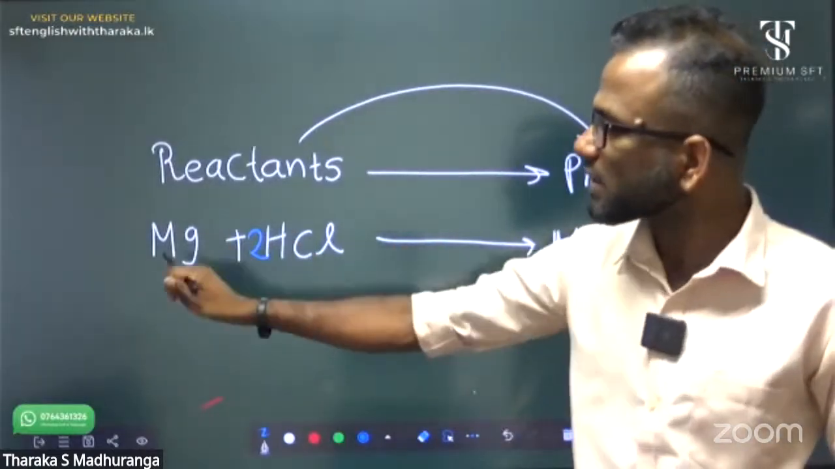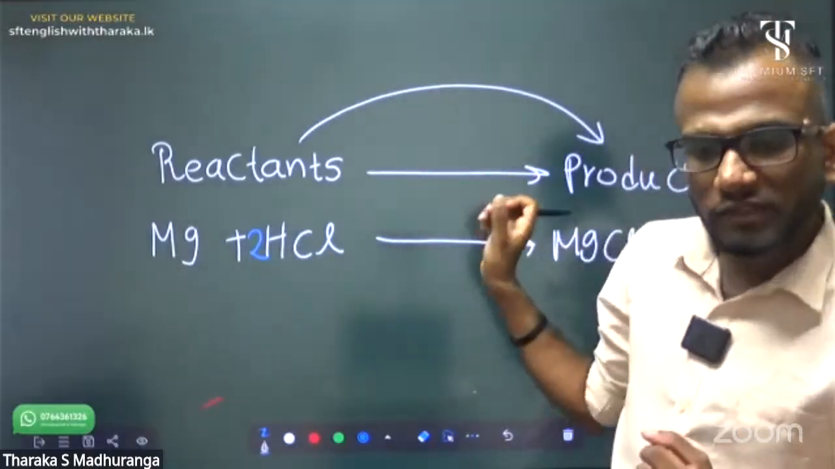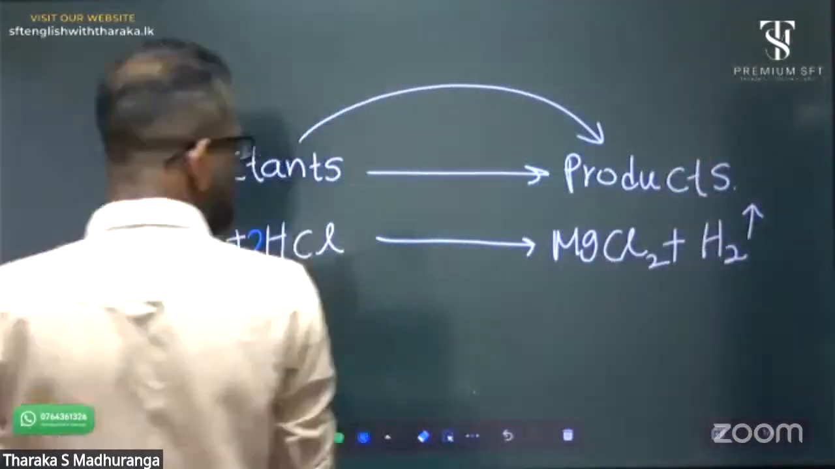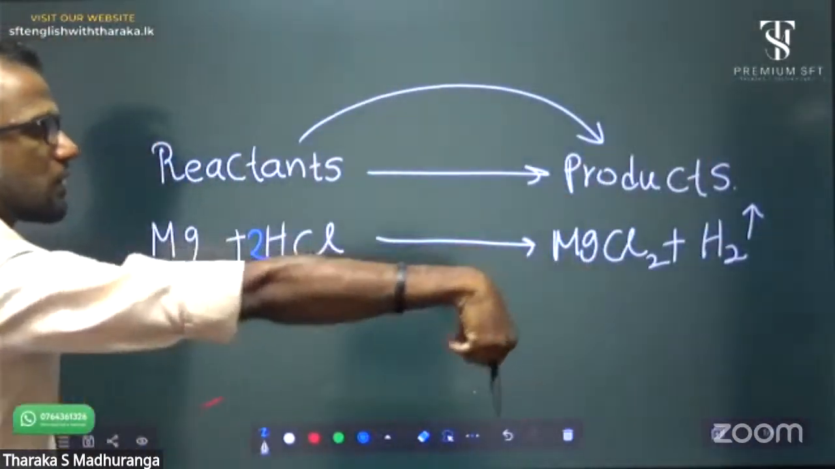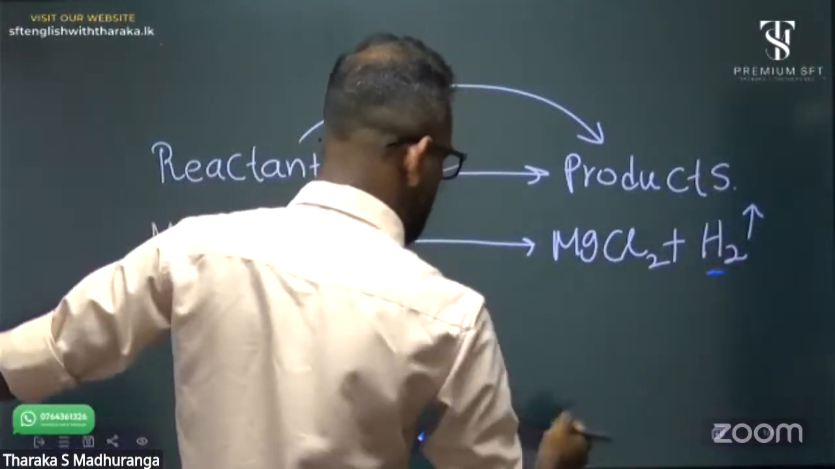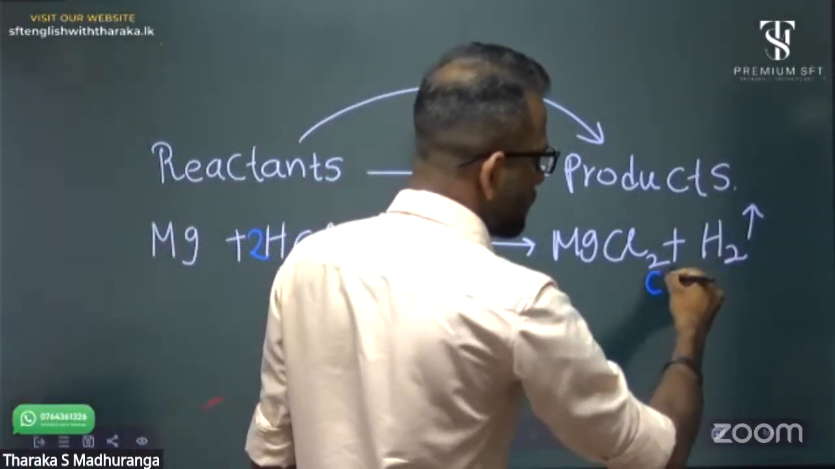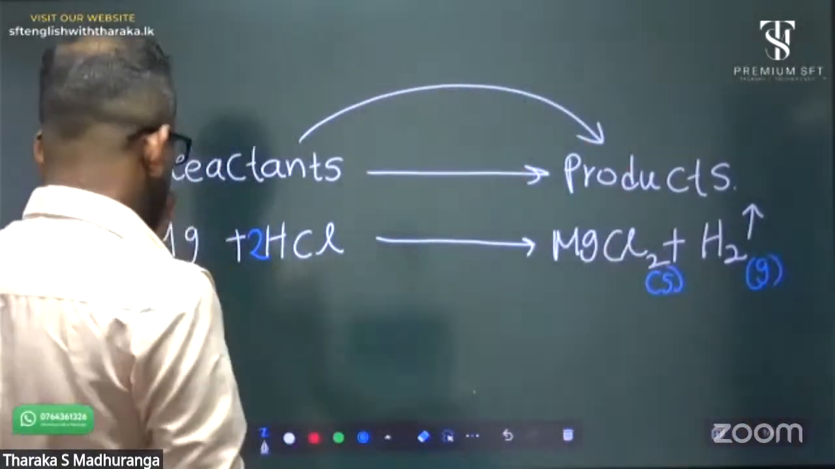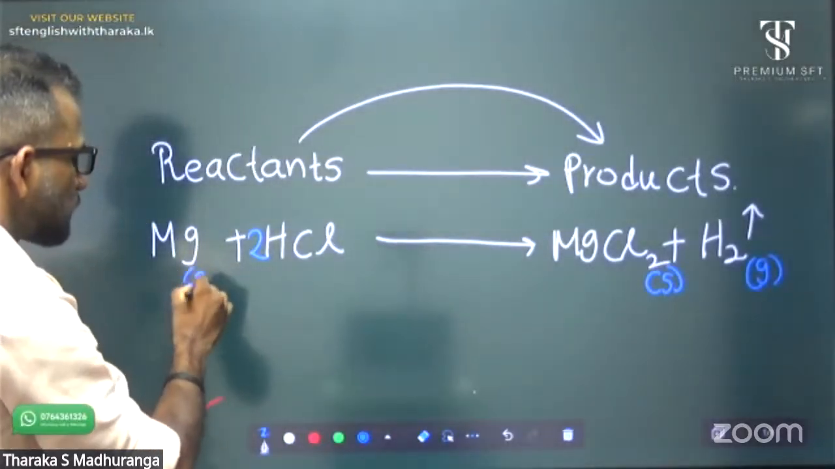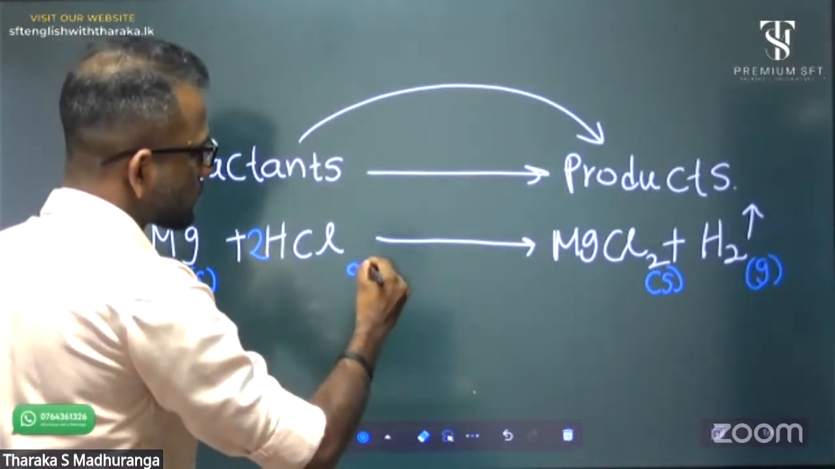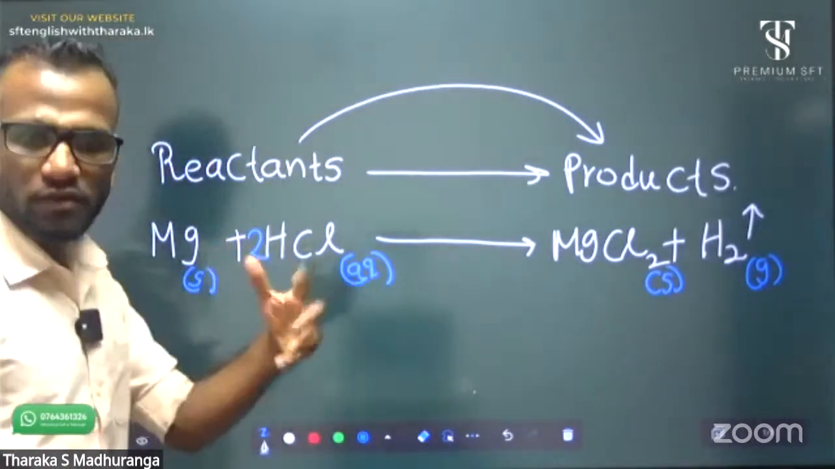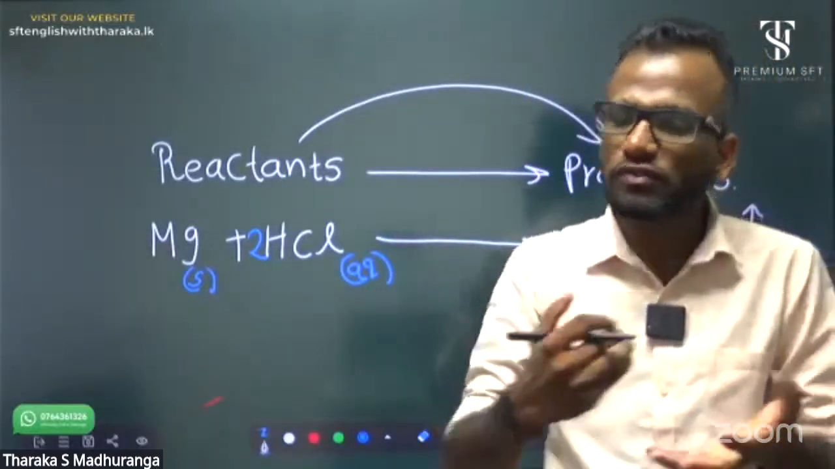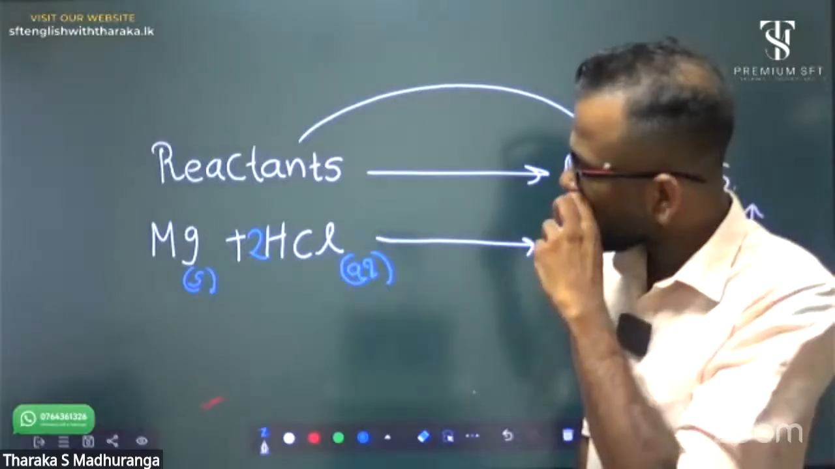HCl is an acid, magnesium is a metal, magnesium chloride is a mineral, right? It's a mineral, not an acid or base. And it releases hydrogen gas. Magnesium chloride is a solid, the physical state. Hydrogen is a gas. Magnesium is solid. HCl is an aqueous solution. AQ means water diluted solution, water mixed solution, water dissolved solution.